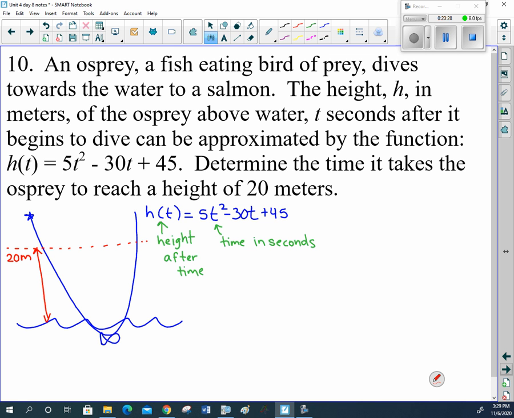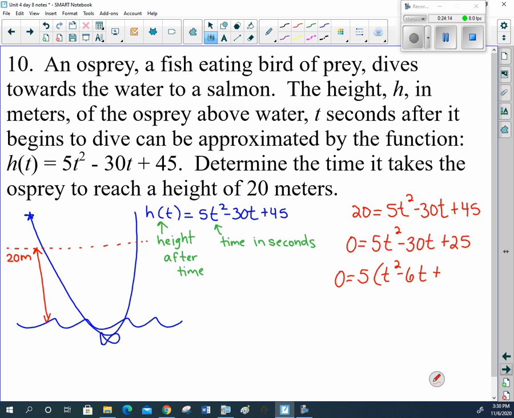So if that's the height we're looking for, then we're going to put our equation equal to 20. Remember, that's our height after time. So we're going to say 20 equals 5t squared minus 30t plus 45. I want to combine all my like terms, so I'm going to subtract the 20. So I'm going to have 0 equals 5t squared, subtract 30t, and if I subtract the 20, it's going to give me plus 25. The first thing I notice is that those are all divisible by 5, so I would do that step first, and then I would decide whether I would factor or use the quadratic formula. So let's take out the GCF of 5. So t squared, subtract 6t plus 5.